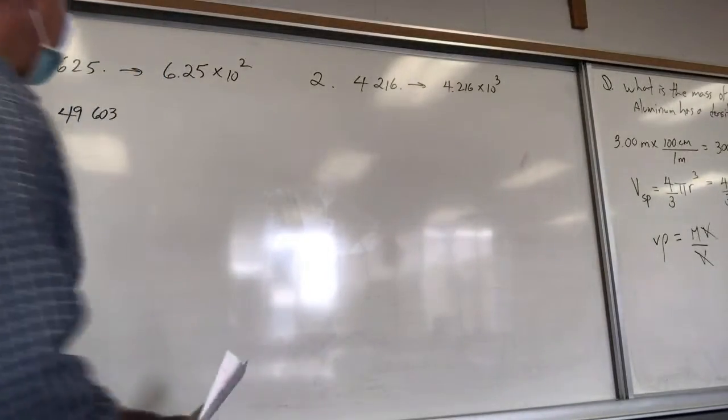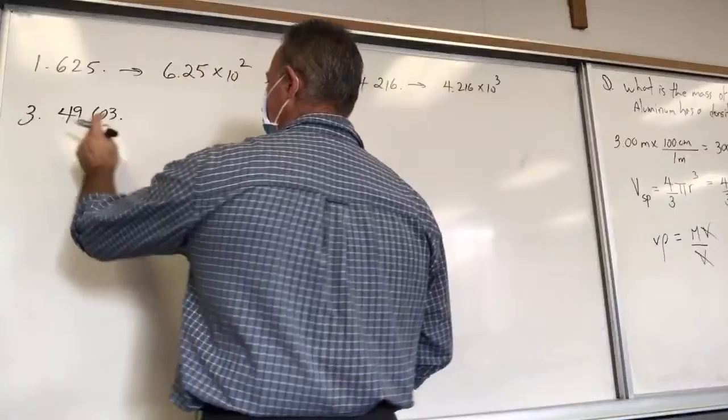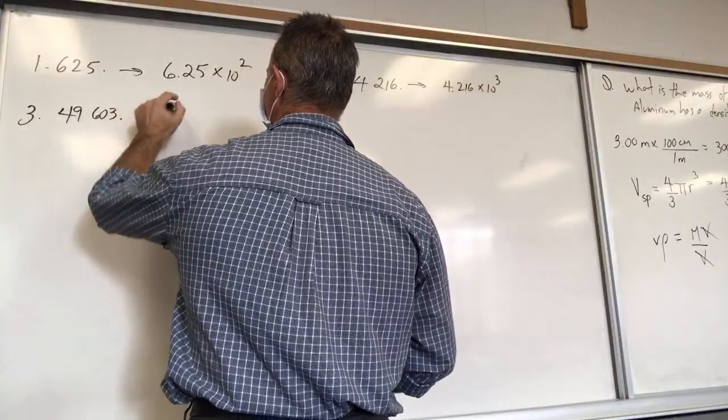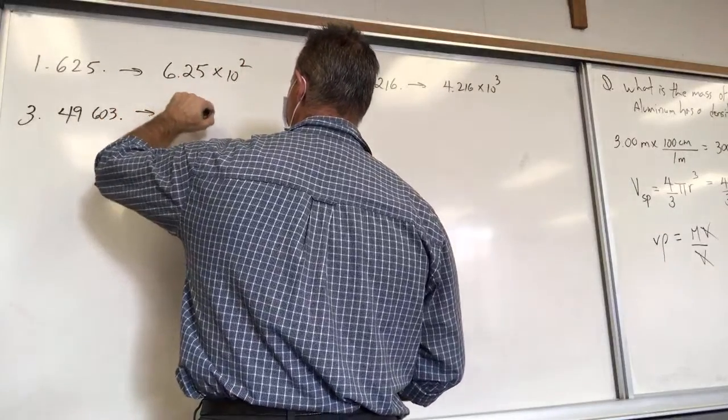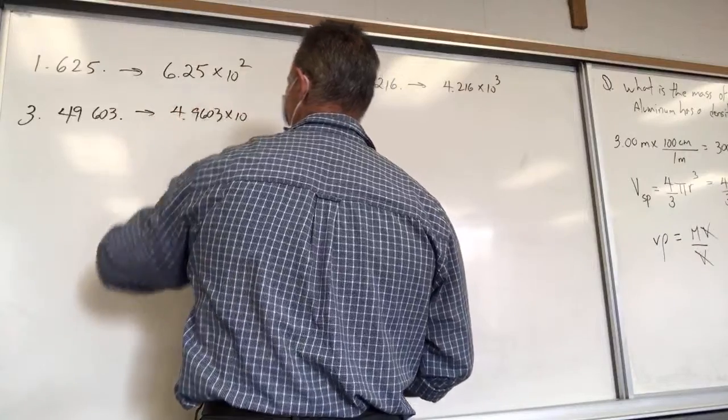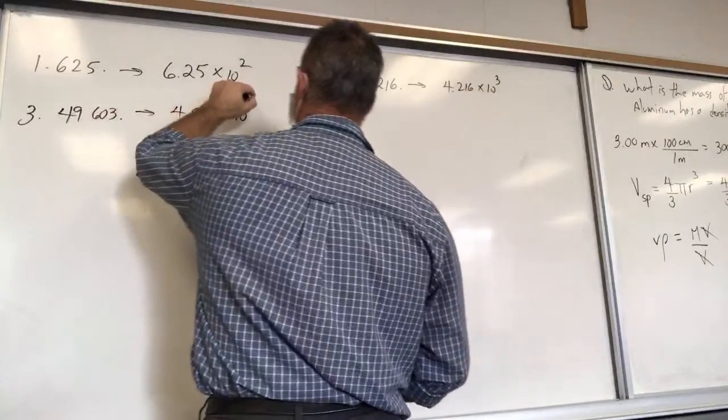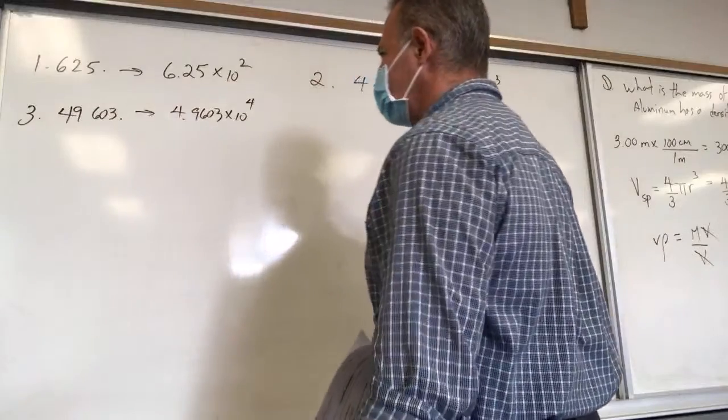So 49,603. The decimal is here. We want to move it to there. So it's going to be 4.9603. And how many times did we jump that decimal place? 4 times. So we're going to say 4.9603 times 10 to the power of 4.